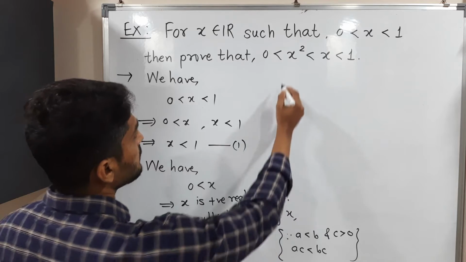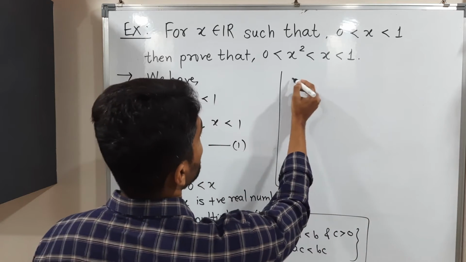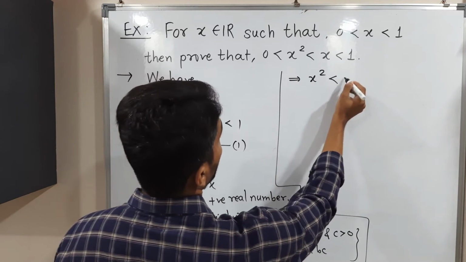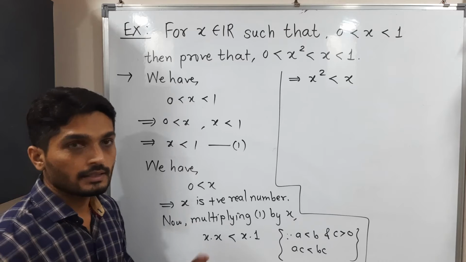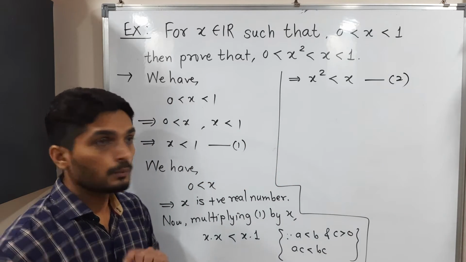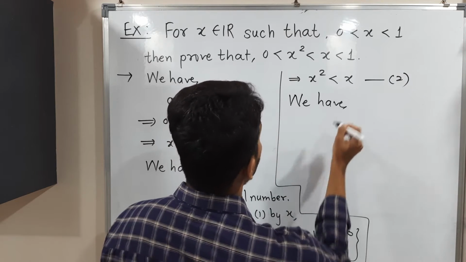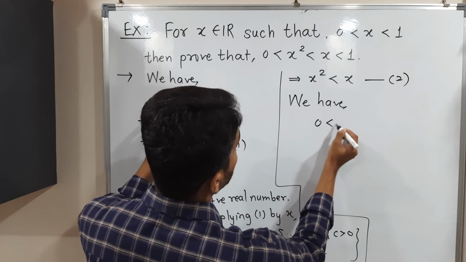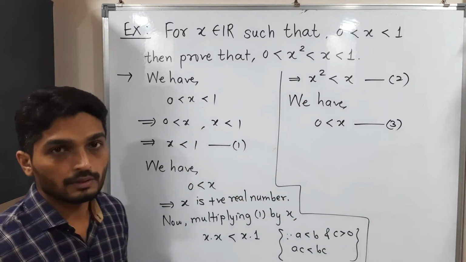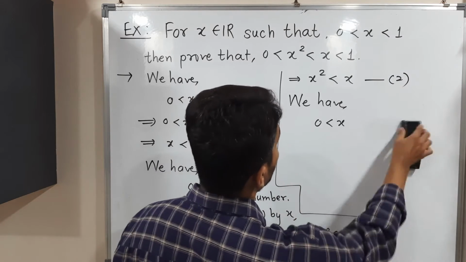Let me write it properly. So x into x, that means x², is less than x into 1, which is x. This is inequality number 2. We have one more thing: 0 < x. So we have 0 < x.